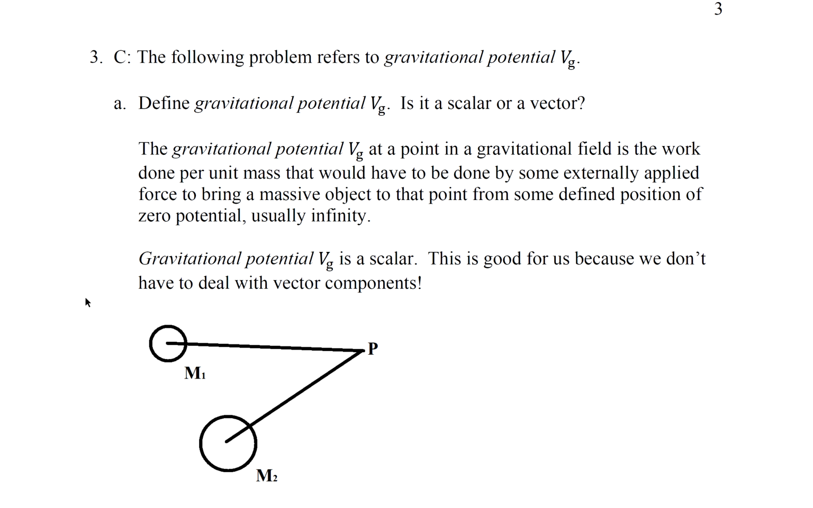Question 3. The following problem refers to gravitational potential V sub g. Define gravitational potential V sub g. Is it a scalar or a vector? The gravitational potential V sub g at a point in a gravitational field is the work done per unit mass that would have to be done by some externally applied force to bring a massive object to that point from some defined position of zero potential, usually infinity. Gravitational potential V sub g is a scalar. This is good for us because we don't have to deal with vector components.